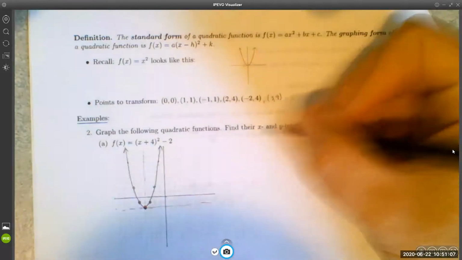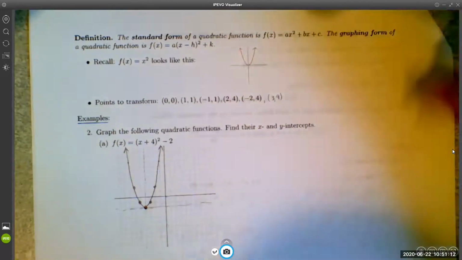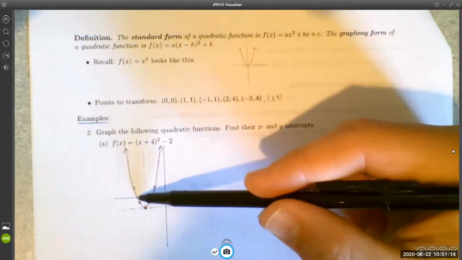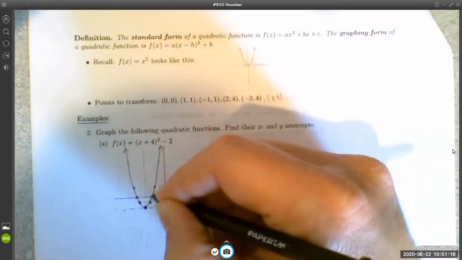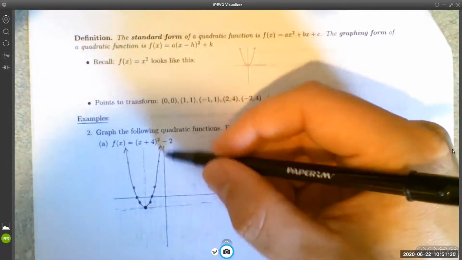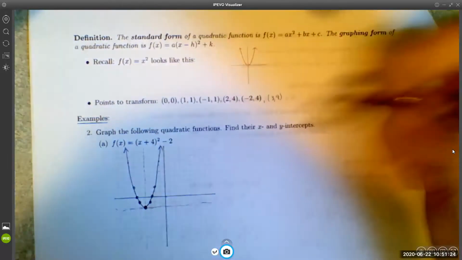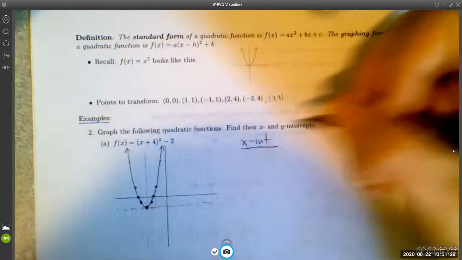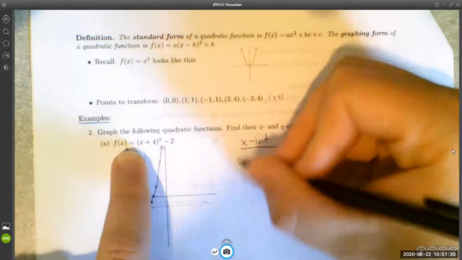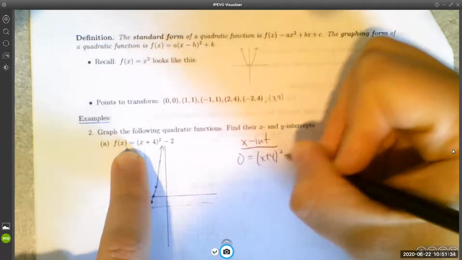You find the X and Y intercepts the same way that you find the X and Y intercepts of any function, right? The X-intercepts are the place where the graph crosses the x-axis. It's these 2 points right here. And the y-coordinate at those 2 points is going to be 0. So in other words, if I want to find x-intercepts, I just plug in 0 for y. So I'm going to say 0 equals (x plus 4) squared minus 2.